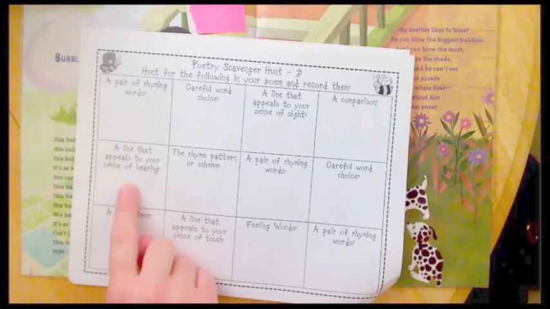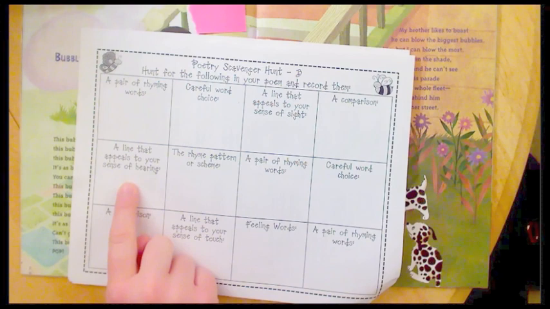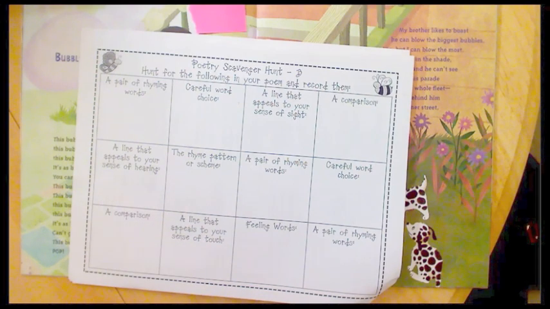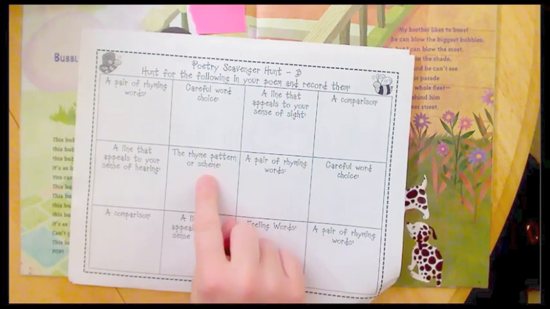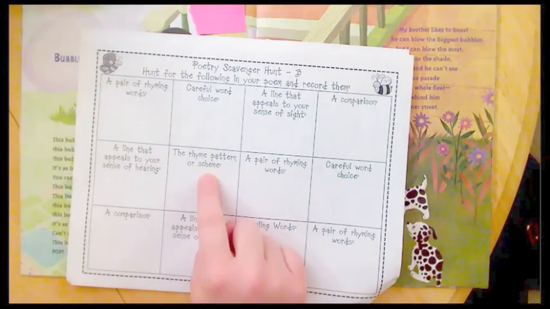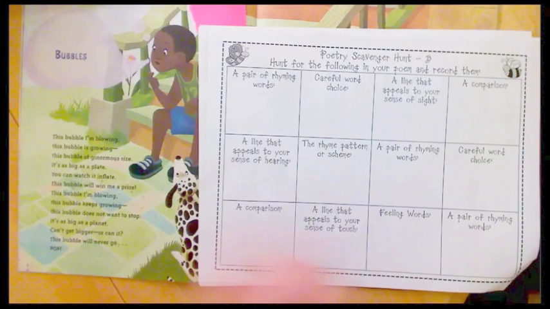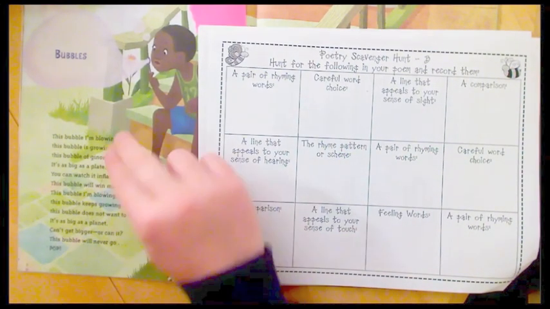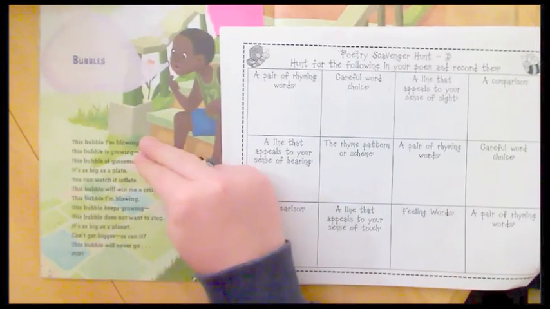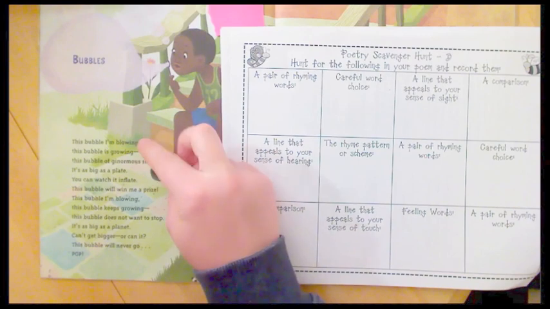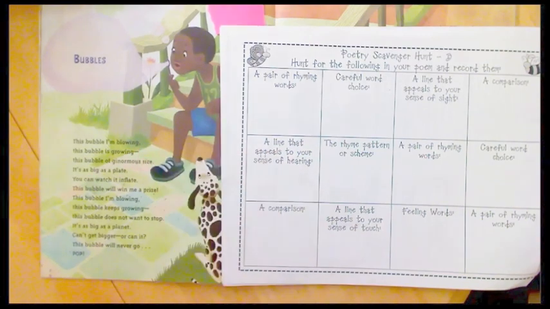Now this one is a line that appeals to your sense of hearing. Is there anywhere where it's talking about something you can hear? A rhyme pattern or scheme. So that's talking about what is the pattern. If I look at this and I read it, sometimes like these 2, every 2 lines, they rhyme. This bubble I'm blowing, this bubble is growing. But that's not the end of the pattern.